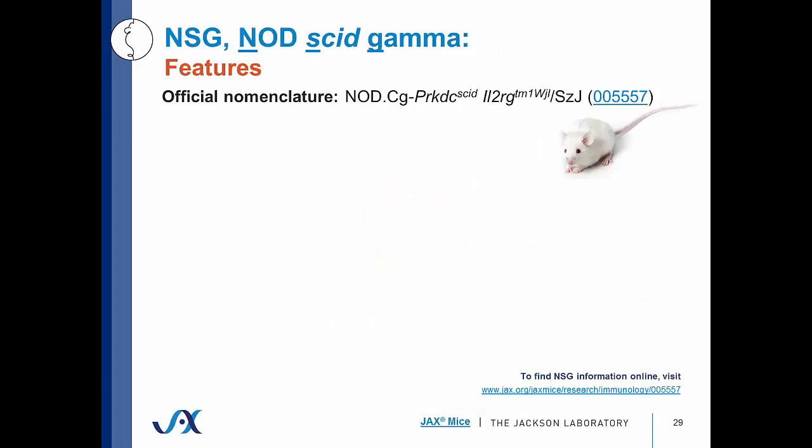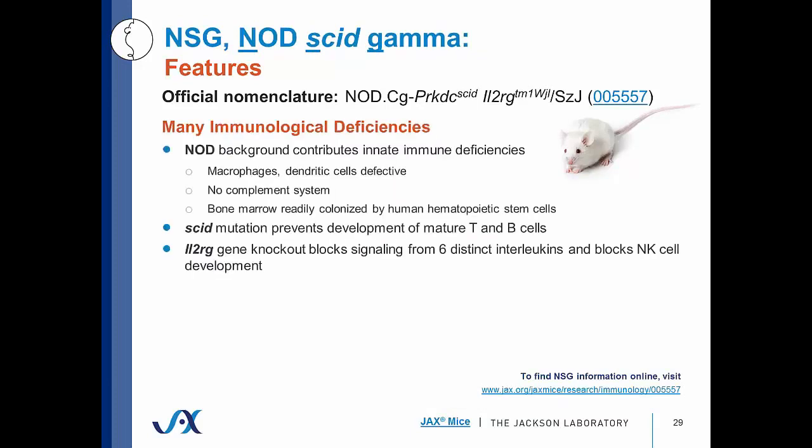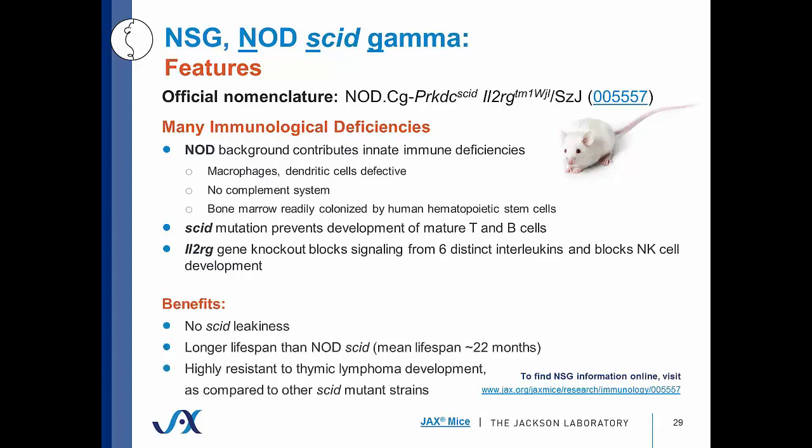So for the NSG, you can see its official strain name is located here, and it has a number of immunological deficiencies. The NOD background contributes innate immune deficiencies, including macrophage and dendritic cell deficiencies, as well as no complement. And finally, because of this SIRP alpha allele, they readily engraft human hematopoietic stem cells. The SCID mutation also prevents development of mature T and B cells, and finally, the IL-2 receptor gamma chain gene knockout blocks signaling from 6 different interleukins, and most importantly, it blocks natural killer cell development.